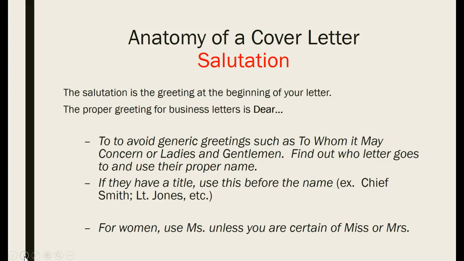Next is the salutation, which we use dear, and you want to find out who is going to read the letter. So this might require you to make a phone call, find out how it's correctly spelled. Don't use generic greetings like to whom it may concern. And in the case of women, use Ms. unless you are certain they're a Miss or a Mrs.